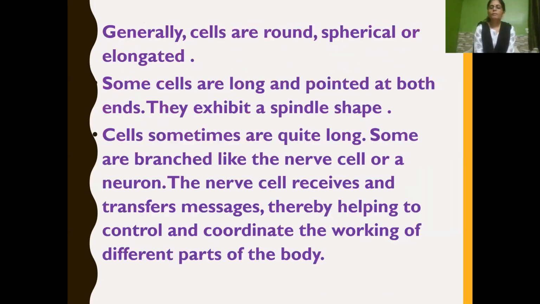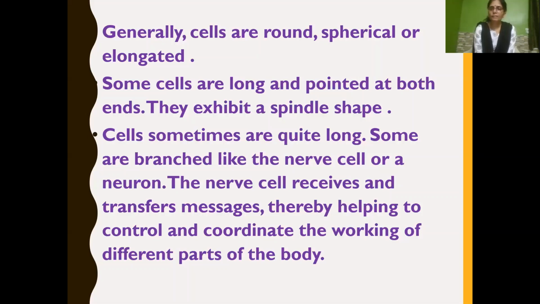Usually cells are round, spherical, or elongated, but some cells are long and pointed at both the ends, that is, they exhibit a spindle shape. Example, muscle cell. And some cells are very long and branched, like the nerve cell, which is otherwise called a neuron. What is a neuron? A neuron is nothing but a nerve cell. What is the shape of a nerve cell? It is long and branched.